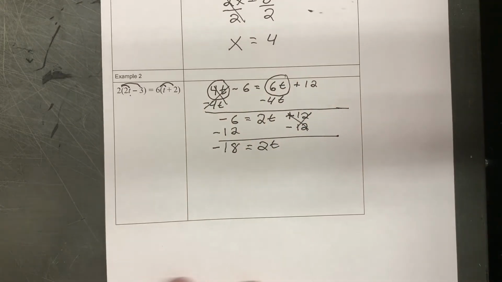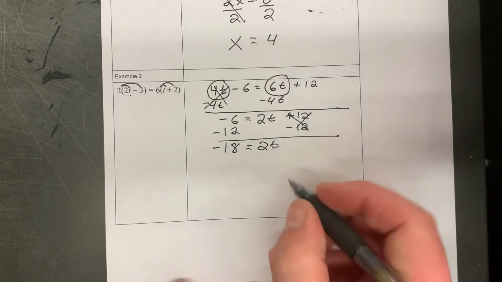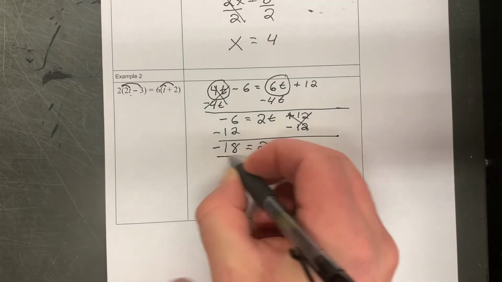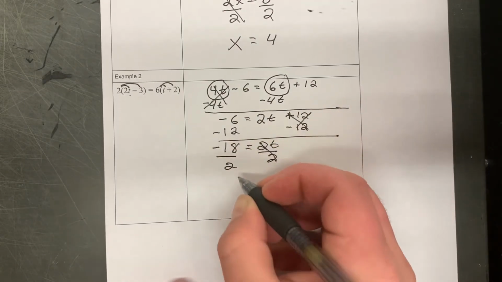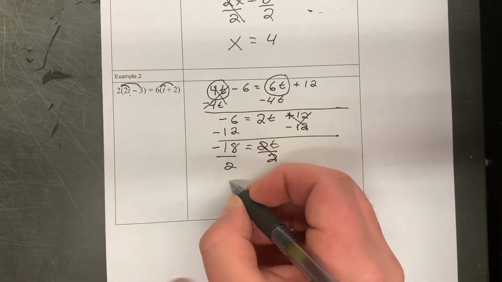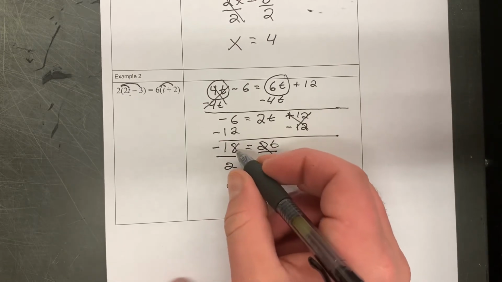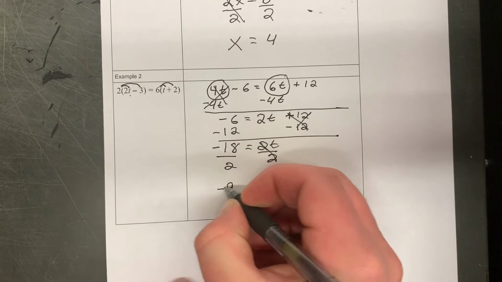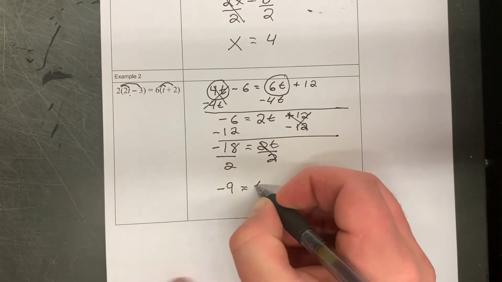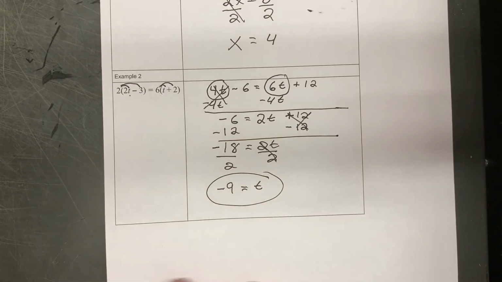Now I'm left with negative 18 equals 2 times t. I need to now divide by 2. Divide each side by 2. These cancel. Negative 18 divided by 2, I'm going to get 9. When I'm dividing a negative by a positive, I'm going to get a negative number. Negative 9 equals t.